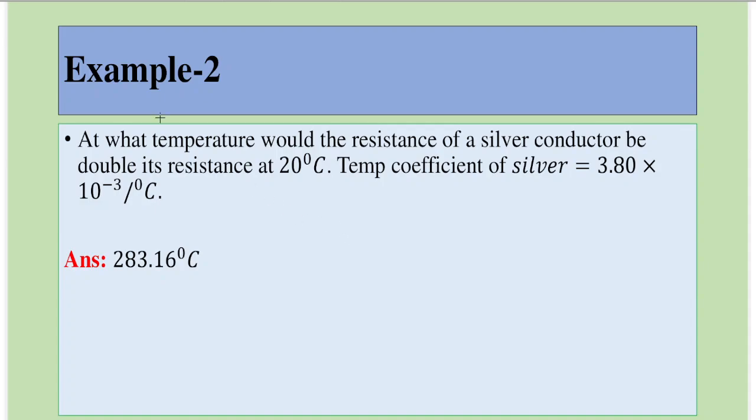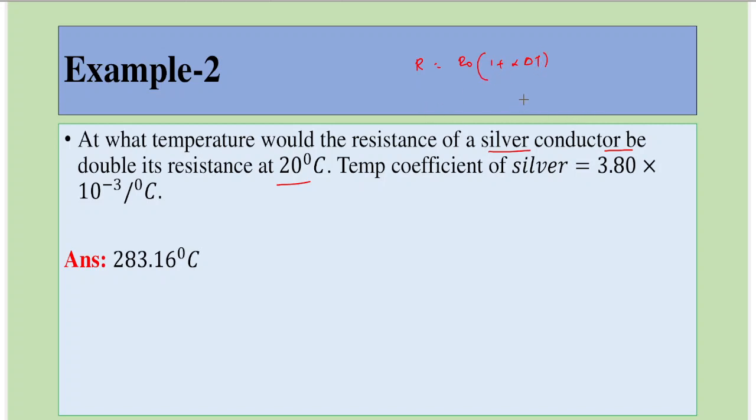Example 2 says, at what temperature would the resistance of a silver conductor be double its resistance at 20 degrees Celsius? Temperature coefficient of silver is given as 3.8 into 10 power minus 3 per degree Celsius. Now the question says to find out at what temperature the resistance will become double the reference value, which means the form we know is R is equal to R naught into 1 plus alpha into delta T.